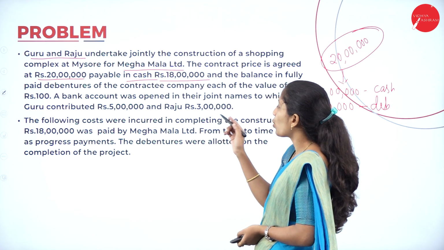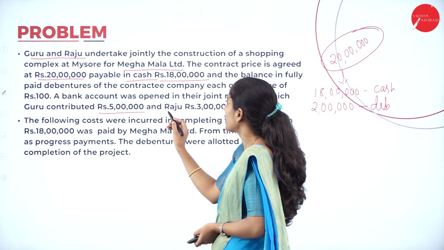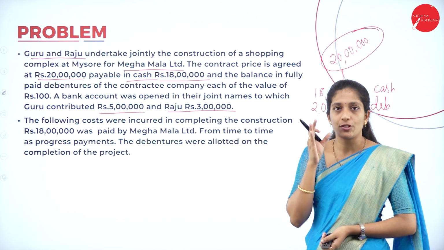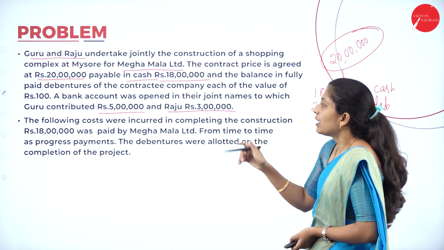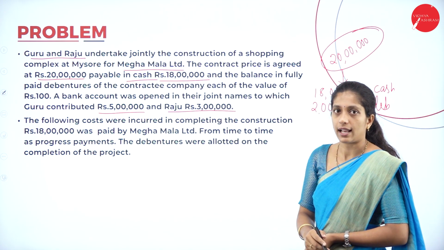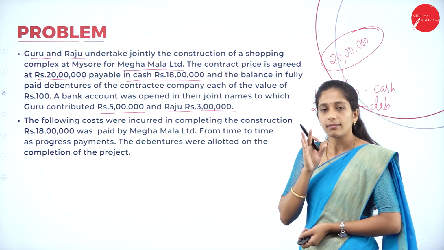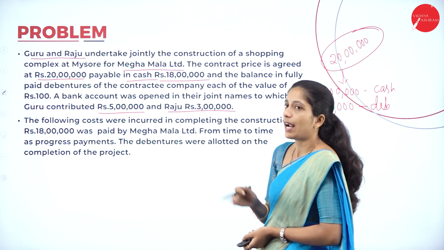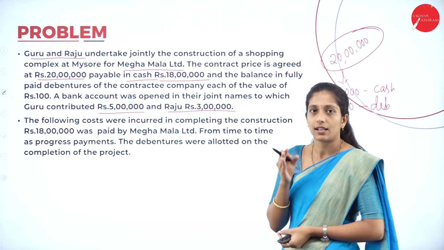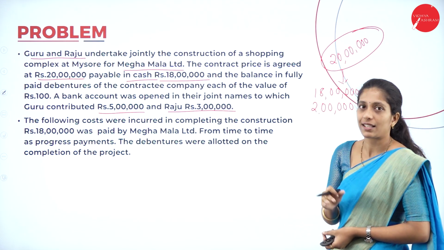A bank account was opened in their joint names, to which Guru contributed rupees 5 lakh and Raju rupees 3 lakh. So for this purpose, they have opened a joint bank account where Guru has contributed how much? 5 lakh and Raju contributed 3 lakh. Now in this first para, what information did you get? Who are the venturers, that is Guru and Raju, and they have come together in order to conduct a particular type of business, that is construction of a shopping complex at Mysore.